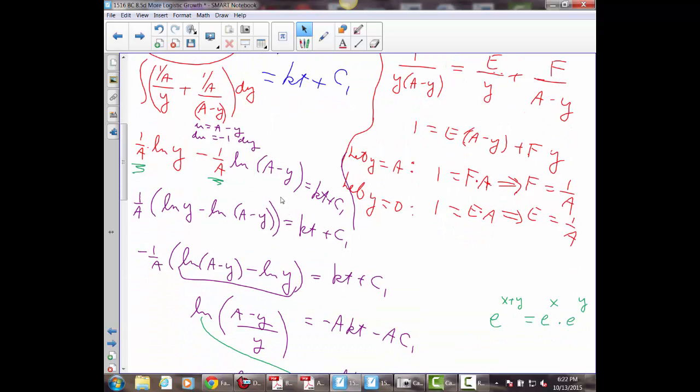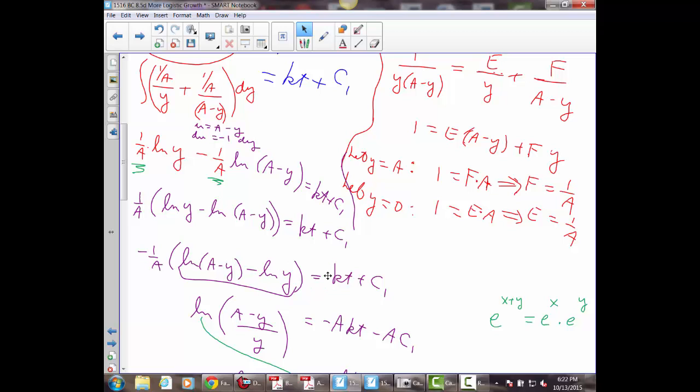You can certainly pause at this point in time. Careful here: if you let u equal your denominator, your du is negative 1 dy, so you'd have to introduce that negative and counteract. 1 over a is just a constant. Over here you have kt plus c1. They pull out the 1 over a, then they pull out a negative, which is weird.